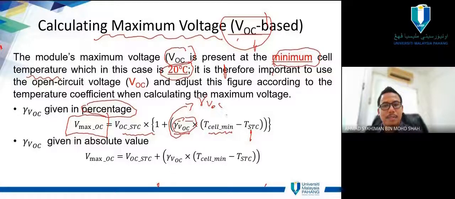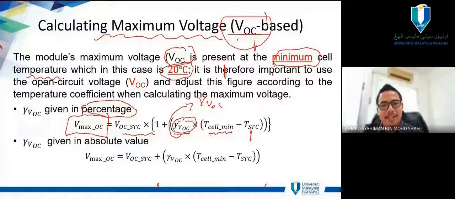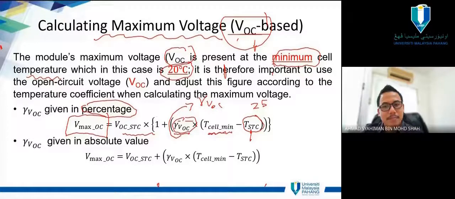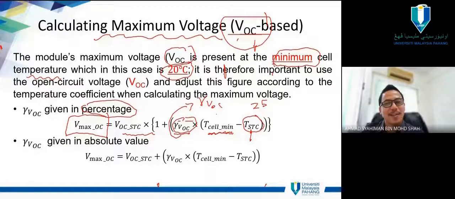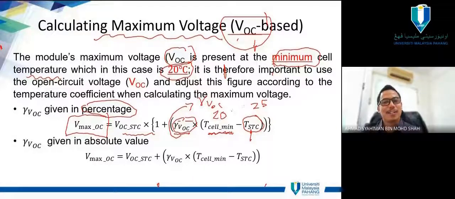Fatin Kristina. Yes, sir. T cell minimum here, how much? T STC, how much? 25. T cell minimum? 20? Not 20 K. Okay, the answer is 20. Don't be afraid even though it is 20 minus 25. So T cell minimum here is 20.